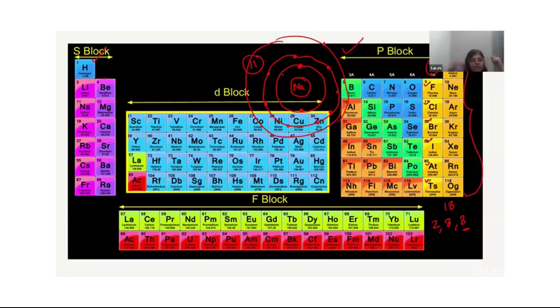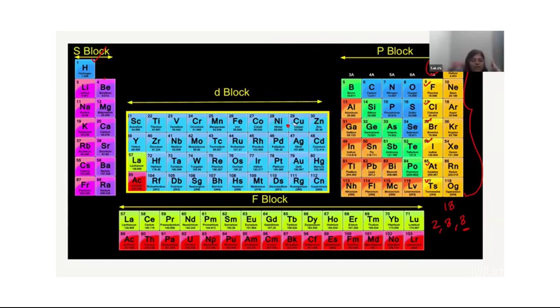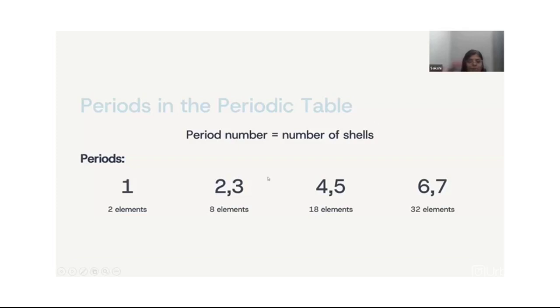Similarly, if I ask you how many shells rubidium has, you don't have to calculate. You can just see rubidium is in the 5th period, so there will be 5 shells. And what does the group number tell us? The group number tells us the number of valence electrons, right? Let us move forward.